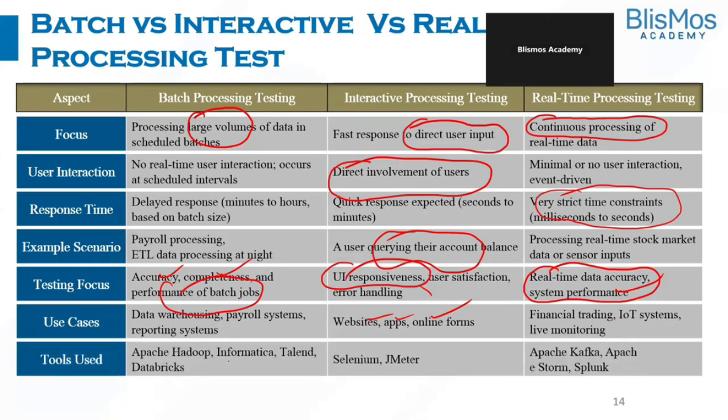As for tools, Apache Hadoop, Informatica, Talend, Databricks, and similar tools or components are used in batch processing. In interactive processing testing, we use Selenium, JMeter, Unified Functional Testing (UFT) tools. In real-time processing, we use Apache Kafka, Apache Storm, Splunk, Spark, and all those things.